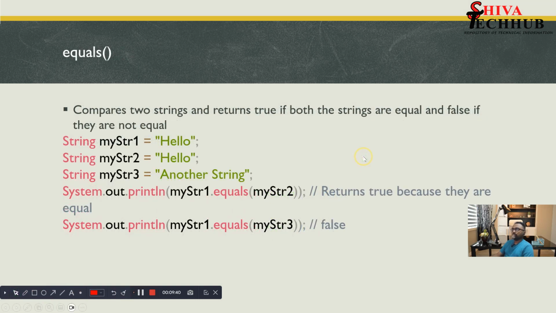So then we will be looking at the equals function. The equals function compares two strings and returns true if both strings are equal and false if they are not equal. So this is again equal to compareTo, right? Just that it will return true or false in place of 0 and 1. Here we are taking two strings, and we are also taking a third string called another string. If you try to compare string 1 and string 2, it will return true because both strings are equal. Now if you compare string 1 with string 3 or string 2 with string 3, then it will return false since they are not equal in terms of length and in terms of the characters that are present.